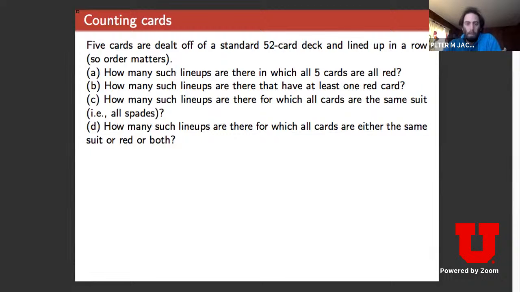All right, does anyone have any ideas for part A?